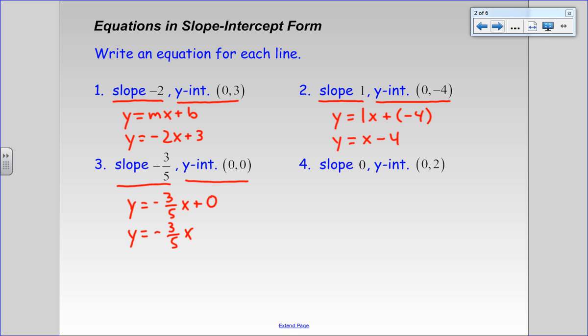And finally, example 4, we have a slope of 0 and a y-intercept of (0, 2). This leads to the equation y equals 0x plus 2. But 0 times x is 0, so we could write this equation more simply as y equals 2. Note that this is the equation of a horizontal line, which is what we expect since the slope is 0.